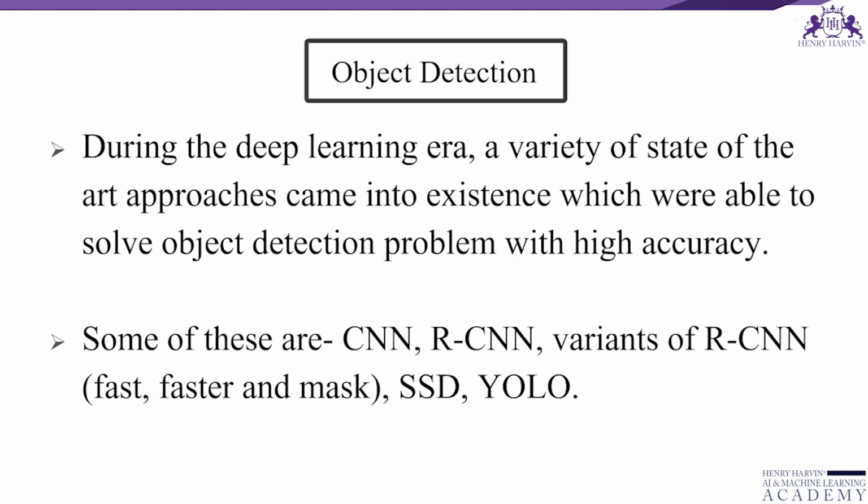Right? So now there are convolutional neural networks which do this kind of task. There are other techniques also like RCNN, and some more variants of RCNN like Fast RCNN, Faster RCNN, Mask RCNN, SSD, and YOLO, right? So let us try to have a little more understanding about it.